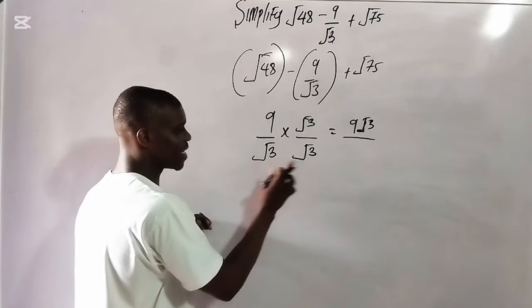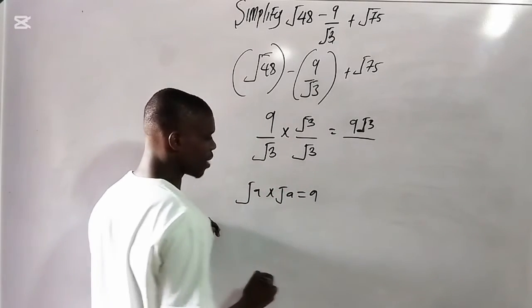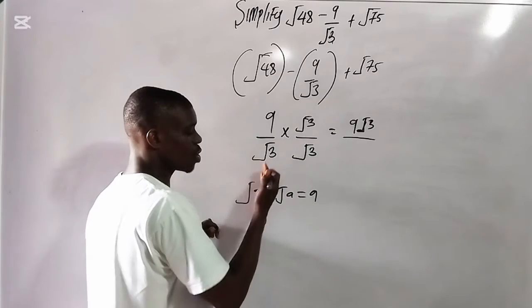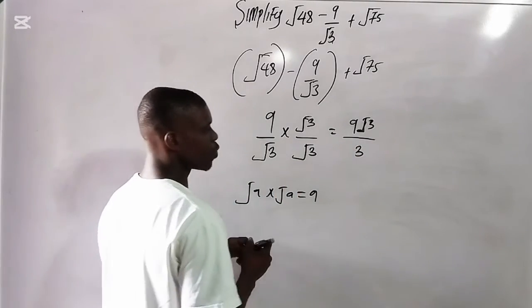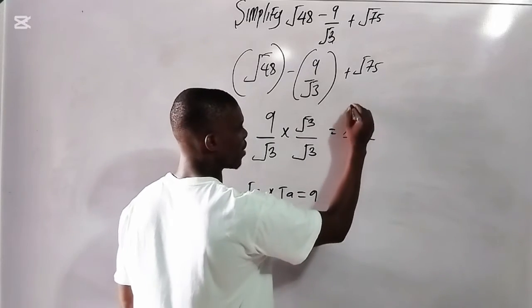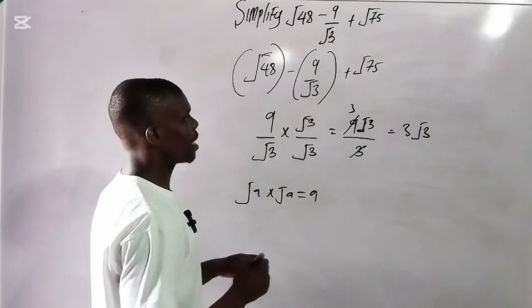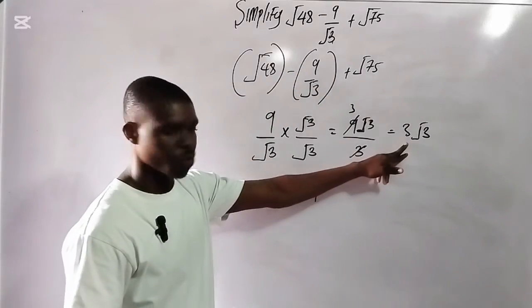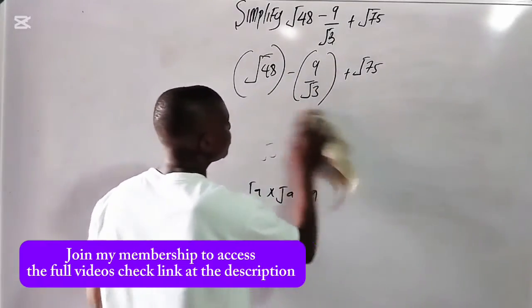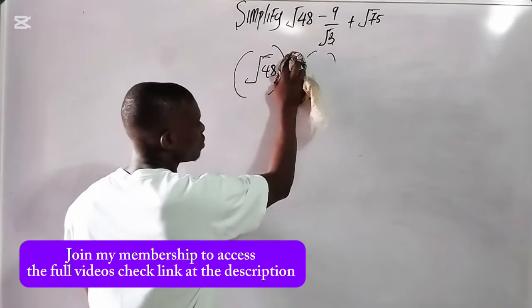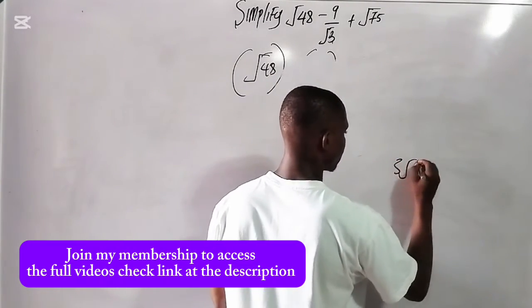Now square root of 3 times square root of 3, just like square root of a times square root of a is the same as a, is also the same as 3. So this 3 going into 9, here we have 3. So here we have 3 square root of 3. It means the whole of this one here is 3 square root of 3. So I can just rewrite this place as 3 square root of 3.